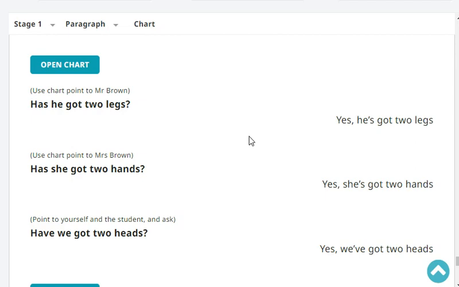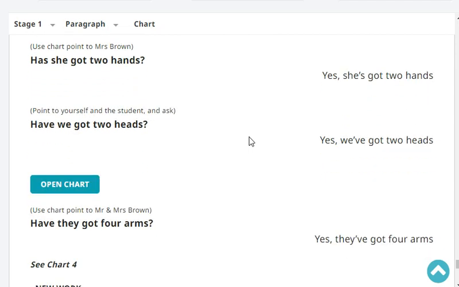Has he got two legs? Yes, he's got two legs. Has she got two hands? Yes, she's got two hands. Very good. Have we got two heads? Yes, we've got two heads. Very good.